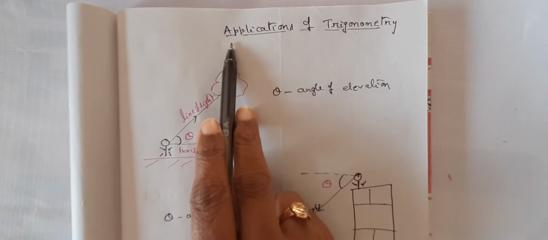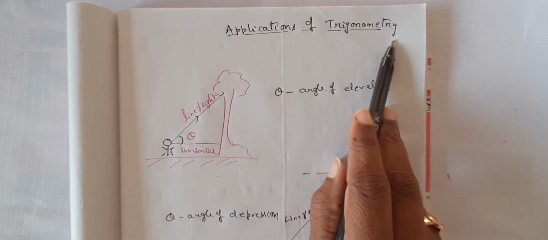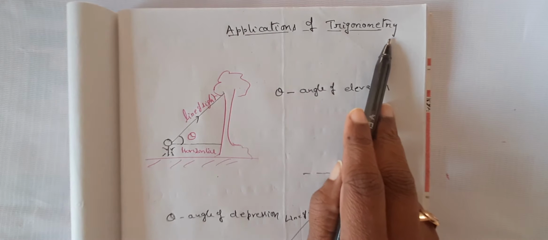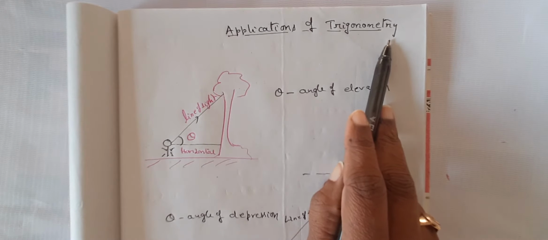So today we are going with applications of trigonometry, the second part of trigonometry from the class 10 textbook. Right? This is class 10 mathematics that we are dealing with.